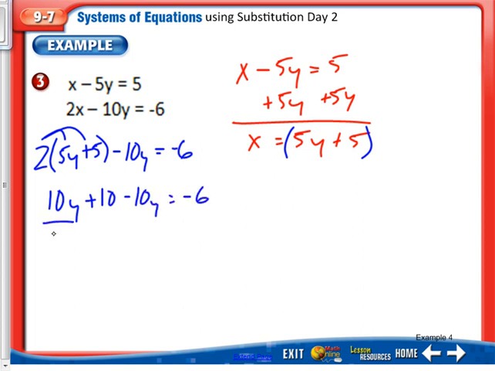All right, combining like terms here, 10y and negative 10y are going to cancel, so I'm going to be left with 10 equals negative 6. Well, that is not true, so therefore there is no solution.